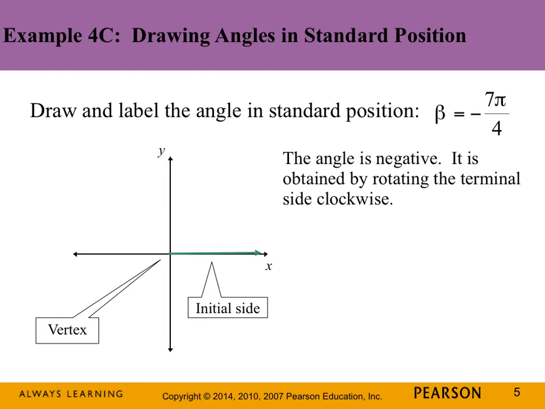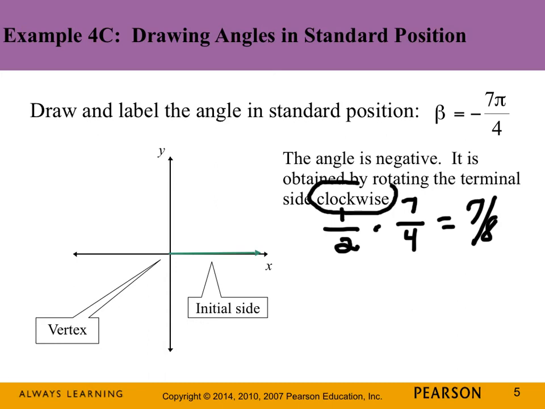Okay, example 4C, we're asked to draw and label the angle in standard position. Beta equals negative 7 pi over 4. Our shortcut, we're just going to take 1/2 and multiply that times 7/4. And we get 7/8. So to draw this angle, since it's negative, I'm going clockwise. And I go 7/8 of the way around the circle.